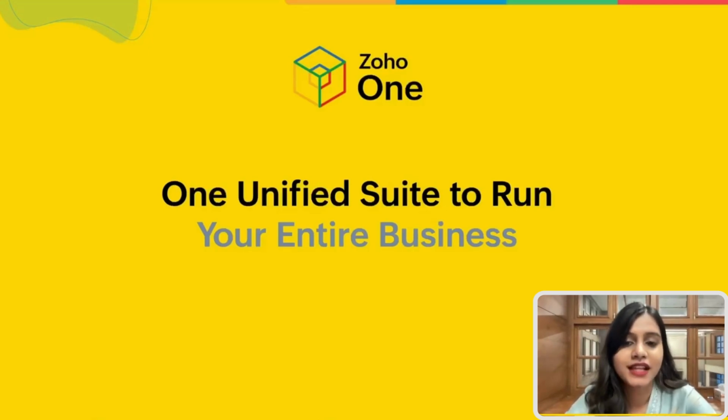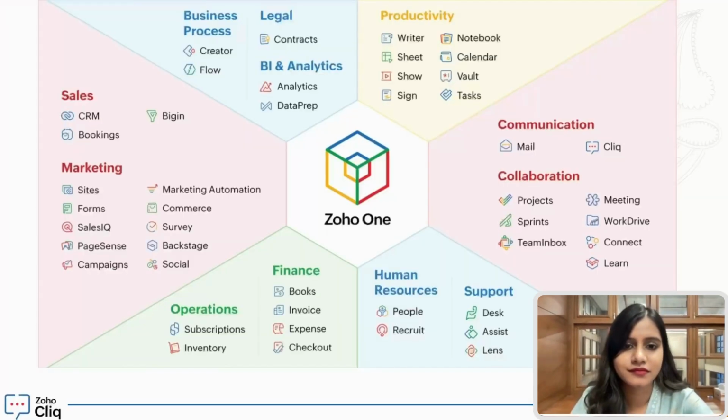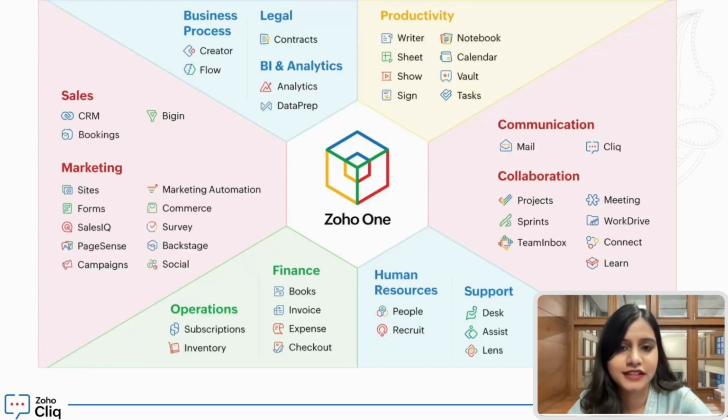Zoho One is the ultimate operating system for your business. Whether you're managing sales, running marketing campaigns, handling finances, or onboarding new employees, Zoho One brings everything under one roof. Zoho One includes an incredible suite of 46 plus applications designed to power every aspect of your business, all organized into key categories for better functionalities.